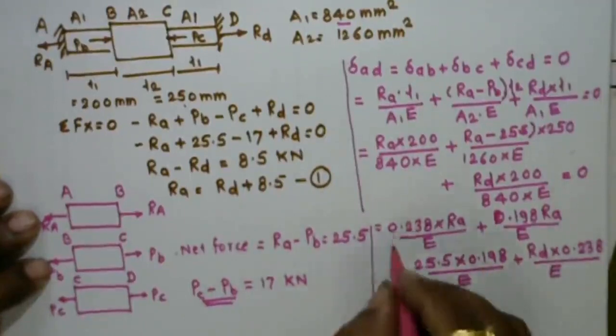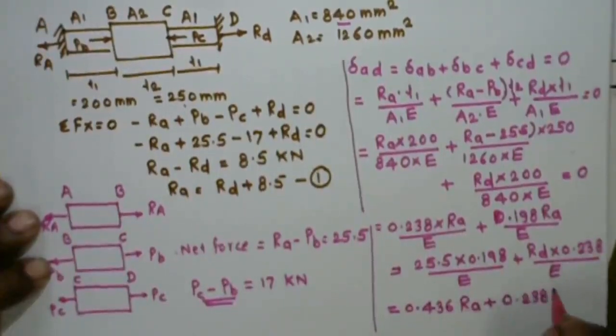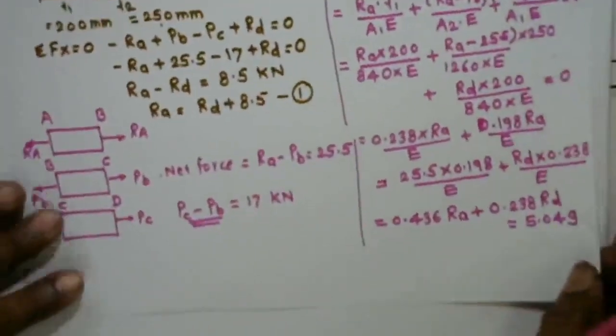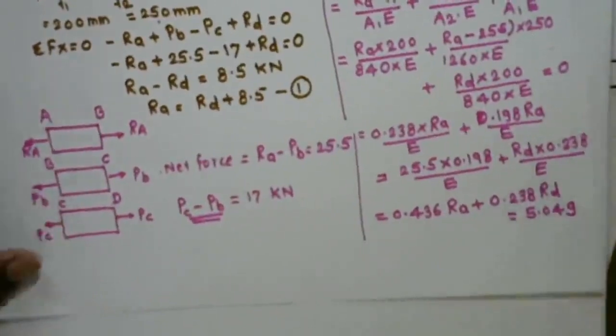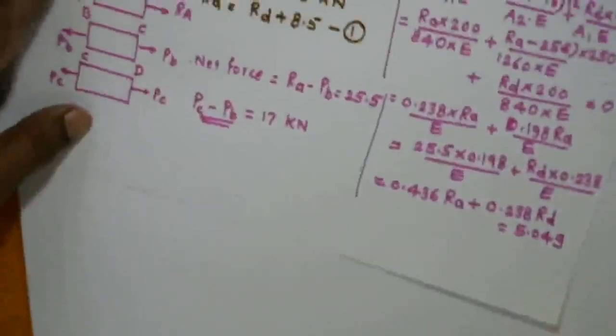After solving these equations, you will get the relationship 0.436 RA plus 0.238 RD is equal to 5.049. So again here I am repeating that equation.